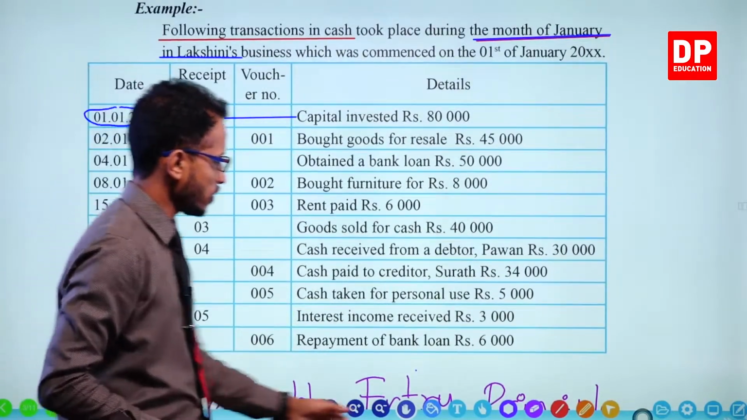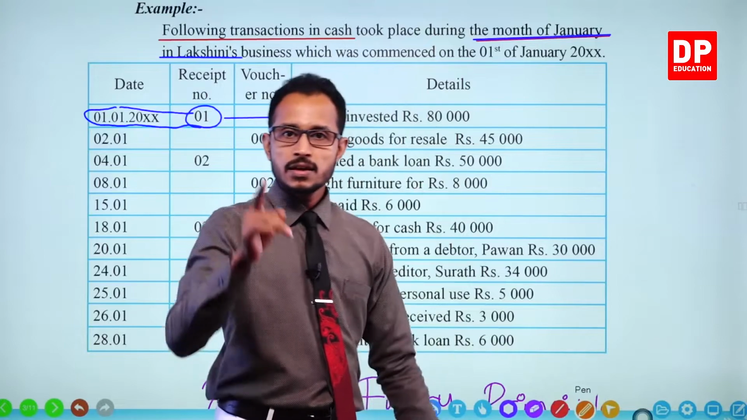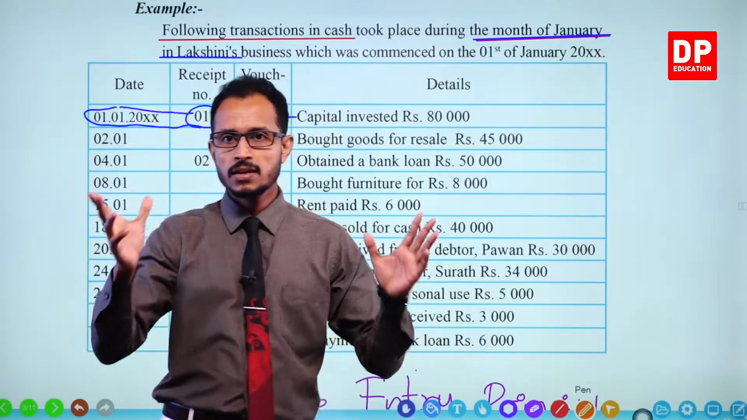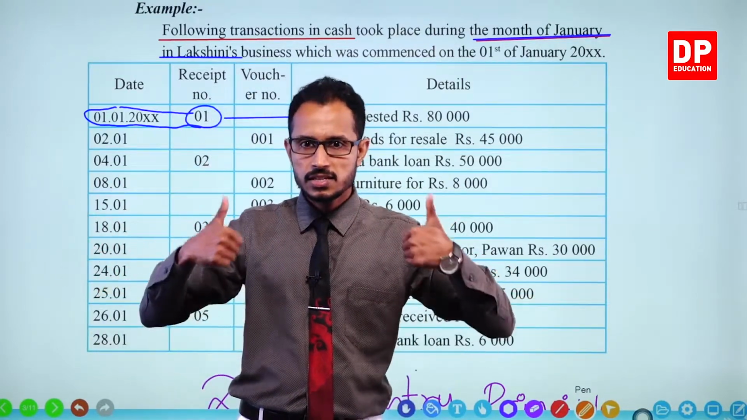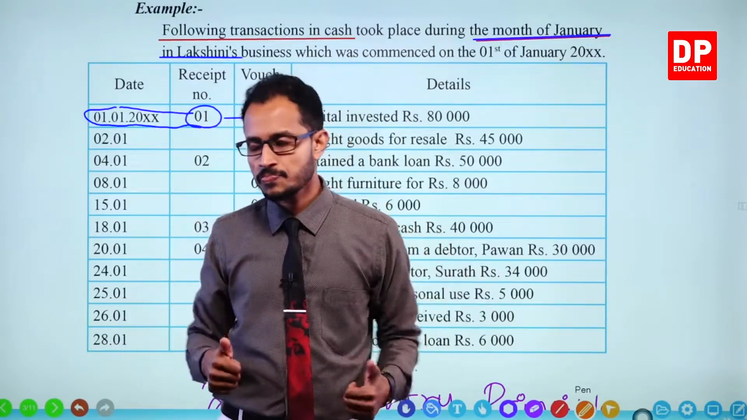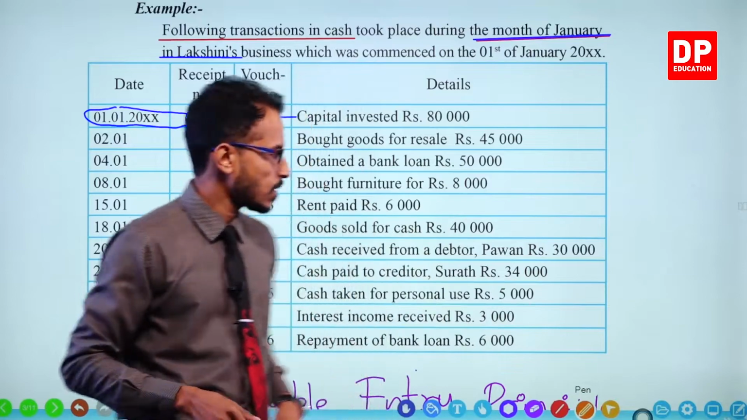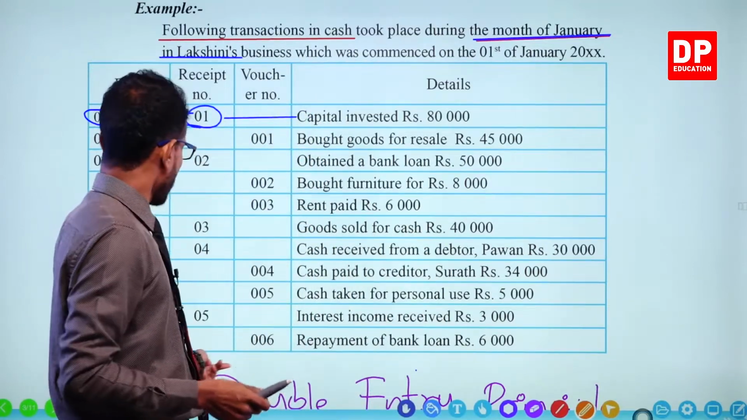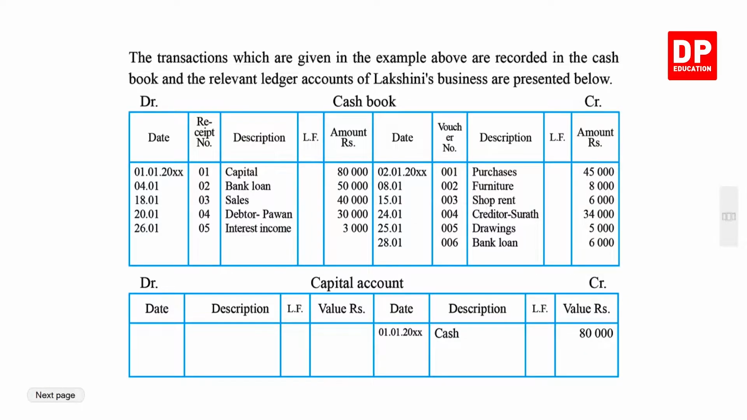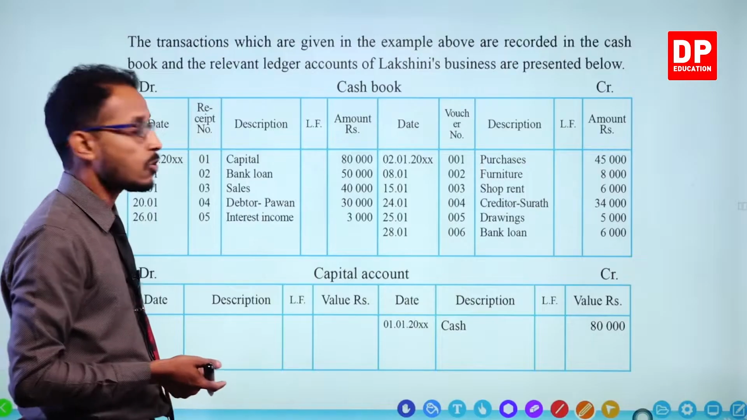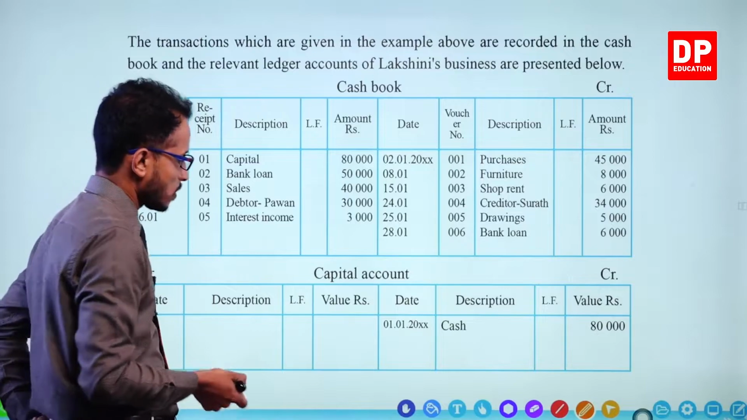All right. We got the double entry. It's correct. Cash debit, capital credit. Okay, let's go and see. Here we go, children. This is the format of the cash book.